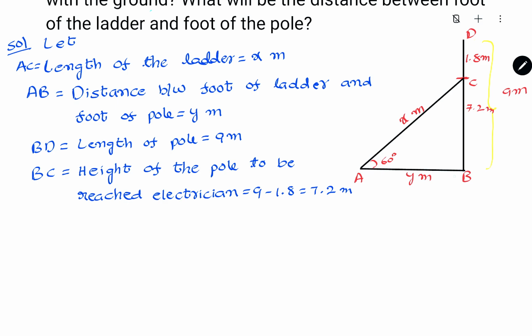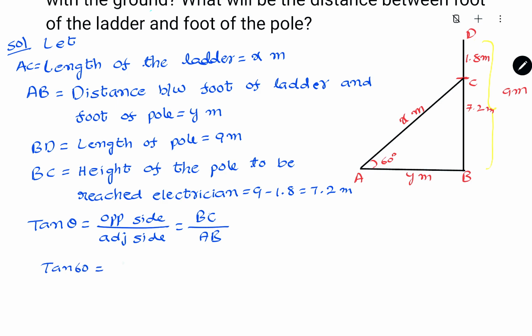First we will find adjacent by using tan ratio. Why? Because we have opposite side and we need to find adjacent. Here tan theta is equal to opposite side by adjacent side is equal to BC by AB. Here theta is 60 degrees. So tan 60 is equal to BC 7.2 meters and AB we assume y. Tan 60 is root 3. Here 7.2 by y.